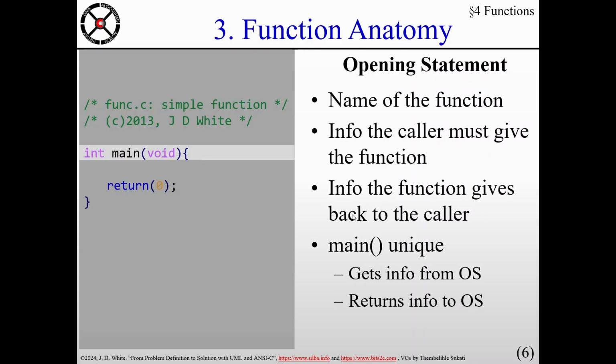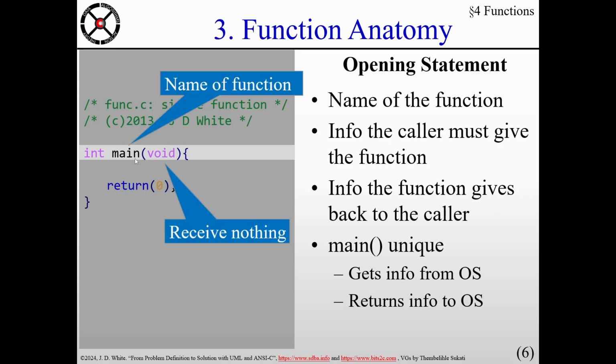After that, we have the opening statement for the function. This is the name of the function. In this case, the name of the function is main. What information the function needs to receive to do its job is put here. In this case, this function doesn't need any information to do its job. That's why I write void. Void means empty, nothing. This receives nothing from the calling program.